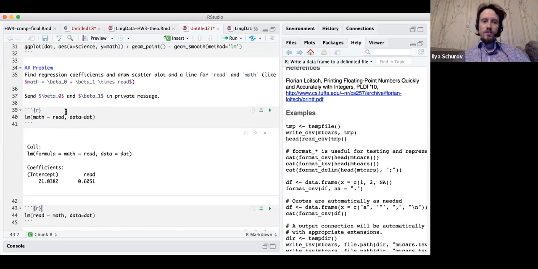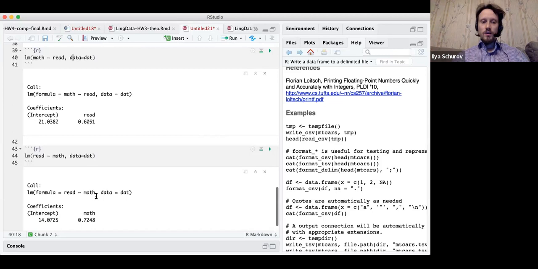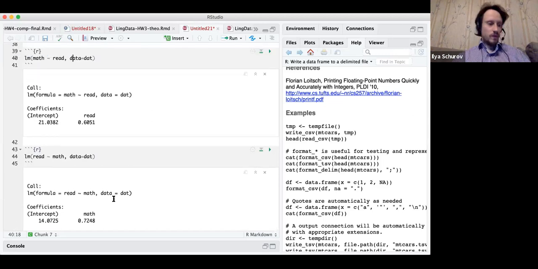So in this formula, we have the dependent variable on the left-hand side. Actually, this is rather important, because if we swap these variables, we will have a different result. And this result is different not only in these numbers, but also we will get a different straight line. Let me draw you a picture.